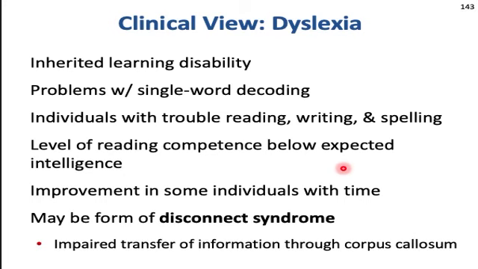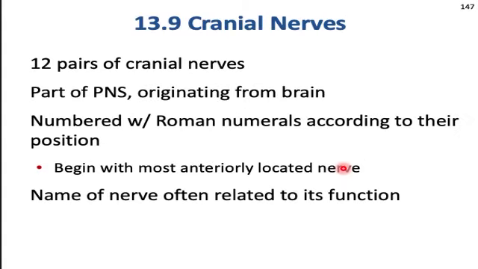Dyslexia is an inherited learning disability. We have problems with single word decoding in dyslexics. Individuals have trouble reading, writing, and spelling, and the level of reading competence is below our expected intelligence. Improvement in some individuals with time is seen, and it may be a form of disconnect syndrome where we have problems transferring information through the callosum, right? So the connection is not going where we intend it to go, okay?